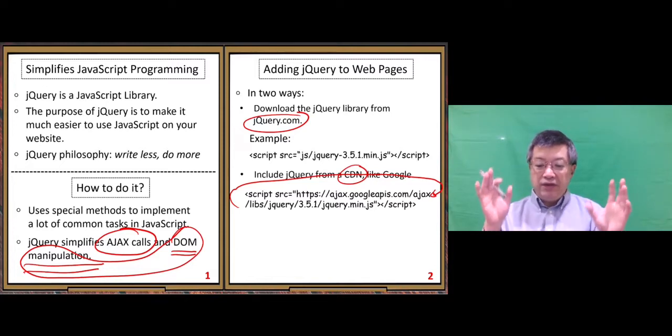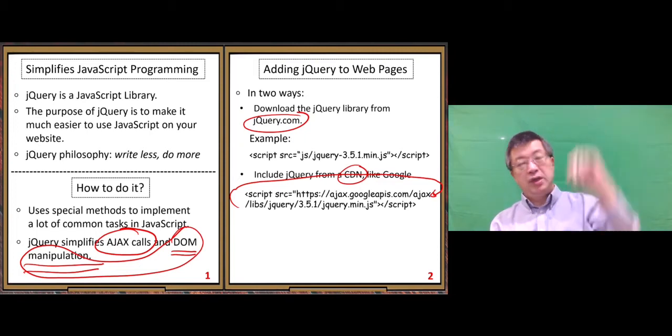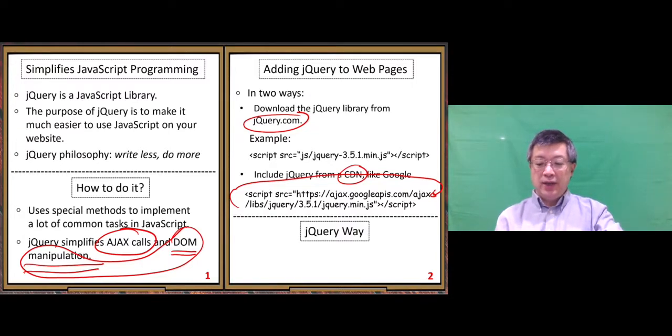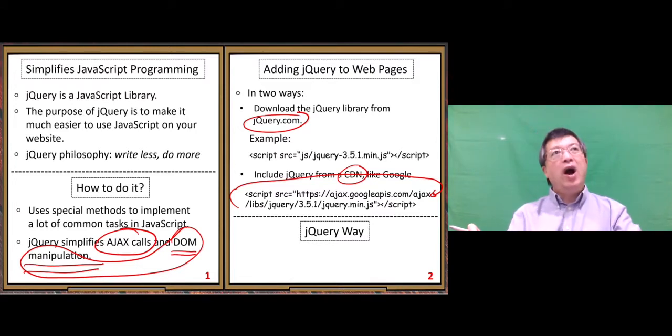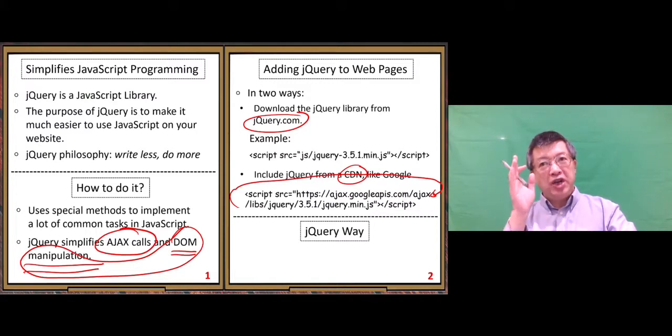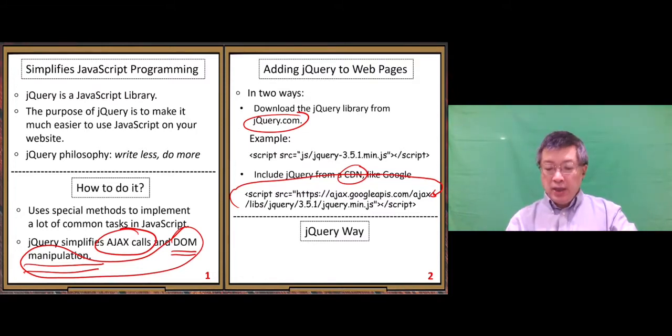All right. So after that, you just use the Google CDN. These two ways. jQuery here. Why? jQuery can do many things in a simple way. So jQuery tries to simplify the way to write JavaScript code. So what's the jQuery way?